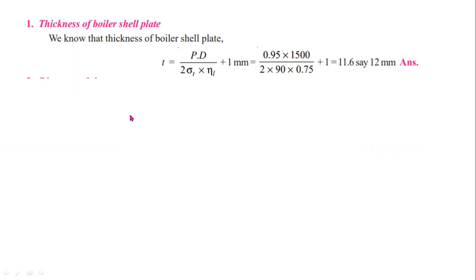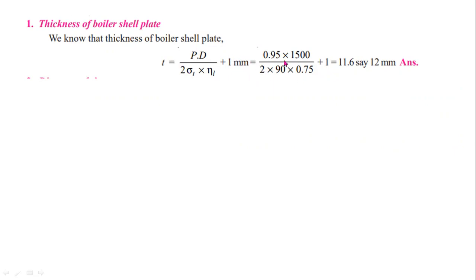In the first step, you have to determine the suitable thickness of the boiler shell. This is the formula for thickness of the boiler shell: t = P × D / (2 × σt × ηL) + 1 mm. P is the maximum inside pressure in the boiler. Capital D is the internal diameter of the boiler. σt is the tensile stress. ηL is the longitudinal joint efficiency. 1 mm is the corrosion allowance.